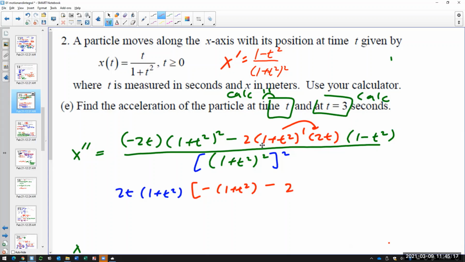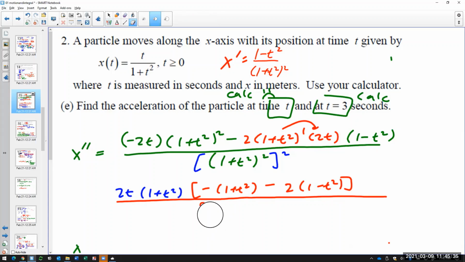I'm going to pull out one of these (1 plus t squared), but there's only one, so I'm going to pull this whole thing out. And then I'm going to have left this (1 minus t squared). Okay, so I'm just factoring out the top. Why am I factoring out the top? Because I'm thinking it's going to help me in the future. The bottom is just (1 plus t squared) raised to the 4th.